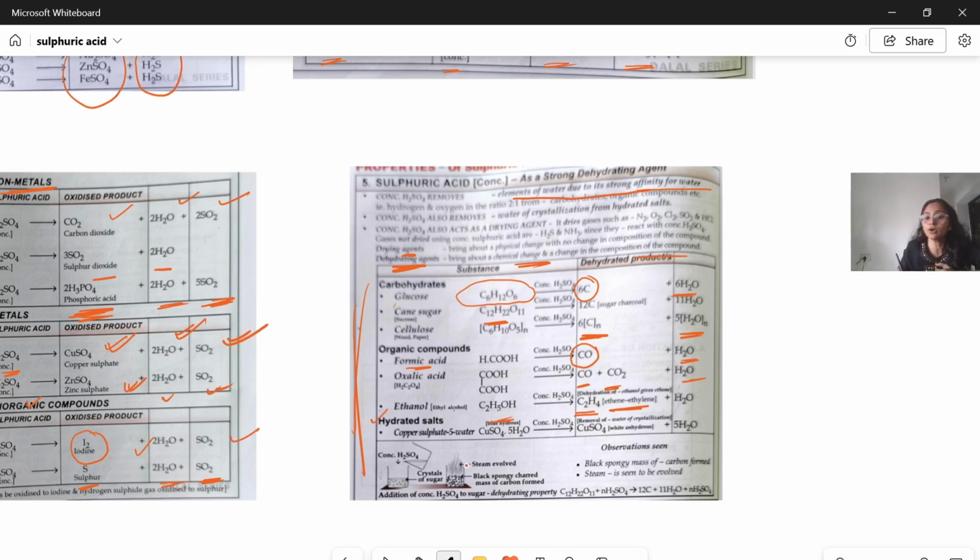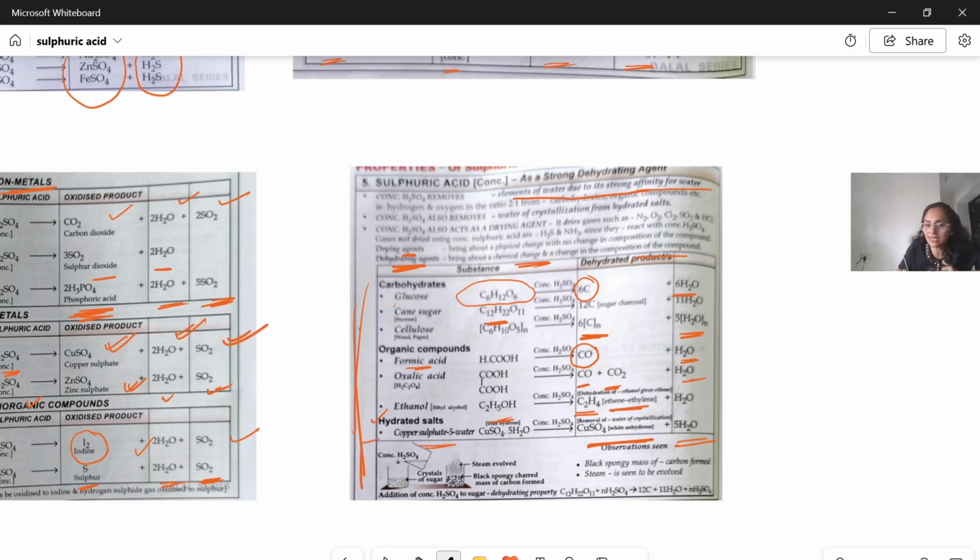Last, hydrated salt, like copper sulfate. We know the copper sulfate formula is CuSO4.5H2O. It also removes the water of crystallization. So in the presence of concentrated H2SO4, you get white anhydrous copper sulfate, and the 5 molecules of water of crystallization are removed from here.